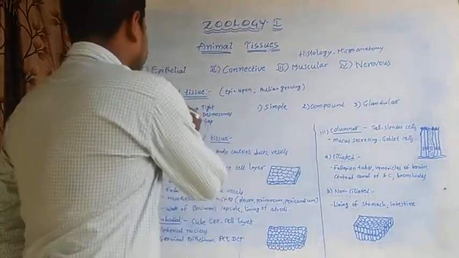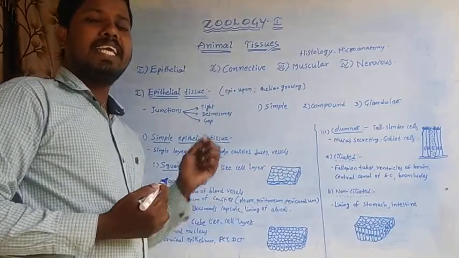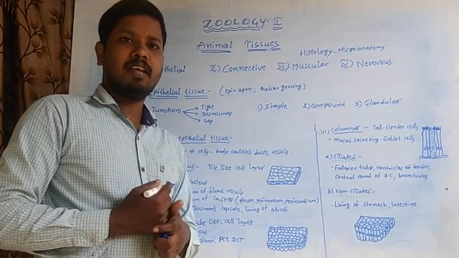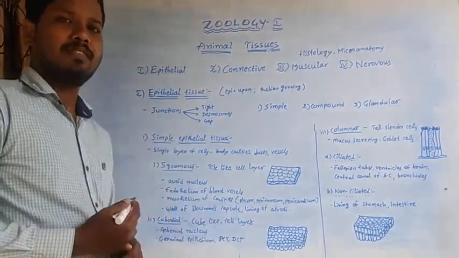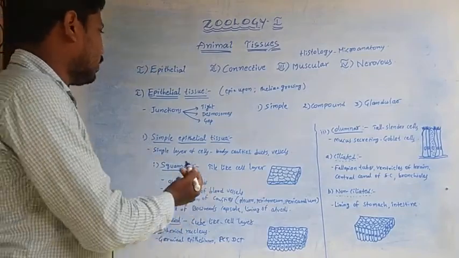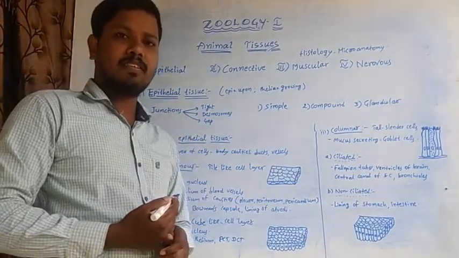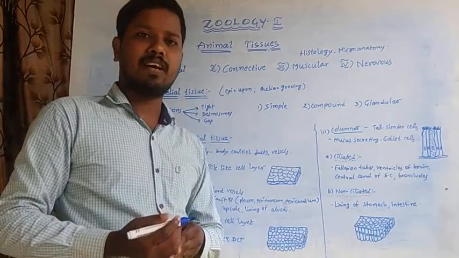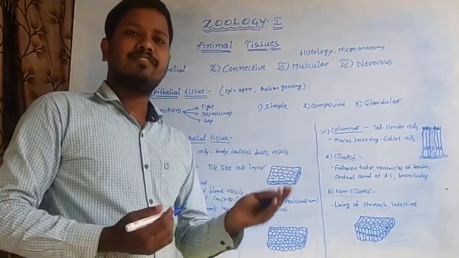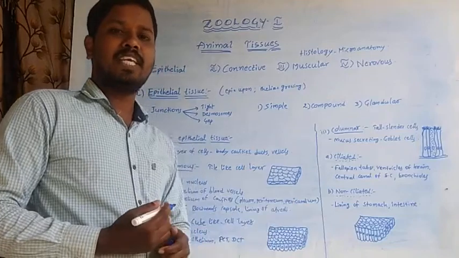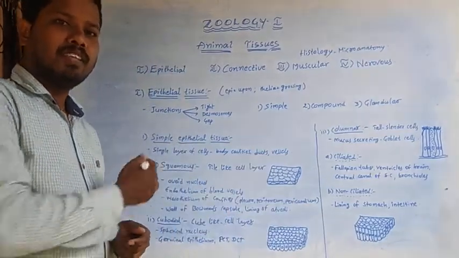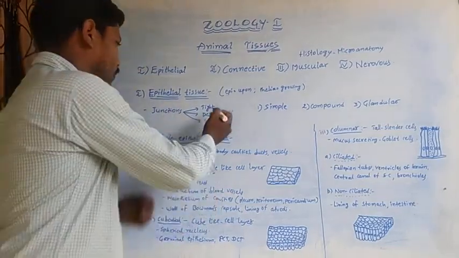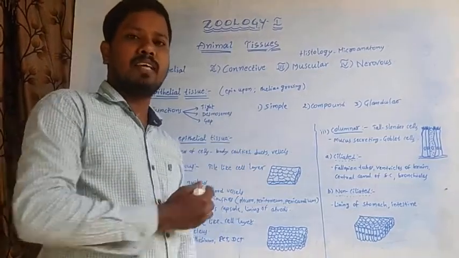Let us discuss the epithelial tissue. Epithelial tissue forms the covering of the surface of the body and the lining of the internal organs. Here the junctions are specialized structures. These specialized junctions provide the structural and functional links between the cells of the epithelium. These junctions are divided into three types: tight junctions, desmosomes, and gap junctions.